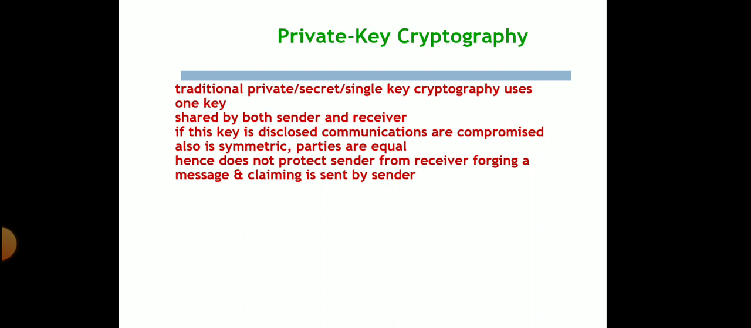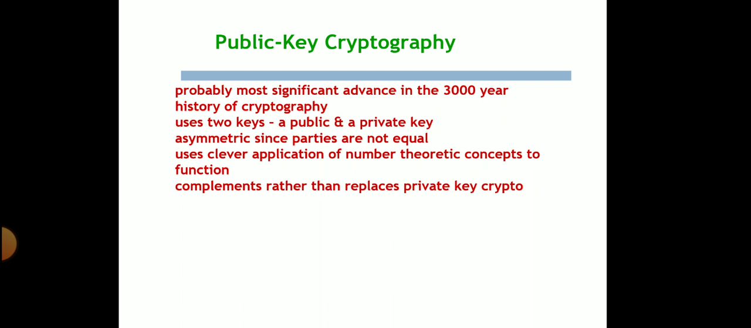In single key cryptography, the key is shared between both the sender and the receiver. If the particular key is disclosed, the communications are compromised, and also it is symmetric. For example, if an intruder captures the key, he can easily access the message. That is the problem with single key cryptography. So that's why they went for a new concept, which is called public key cryptography.